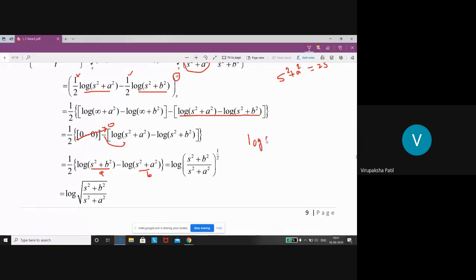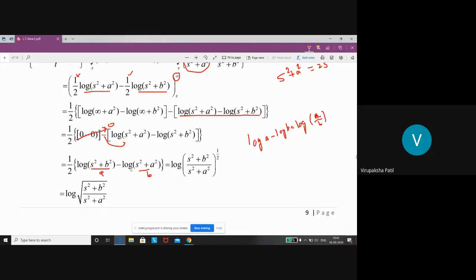Yes, log a minus log b, not log a minus b. I am sorry, this is log a minus log b. It becomes what? Yes, log of a by b. Okay, good. Log of a by b. This is not 9, this is a. Okay, log a by b.